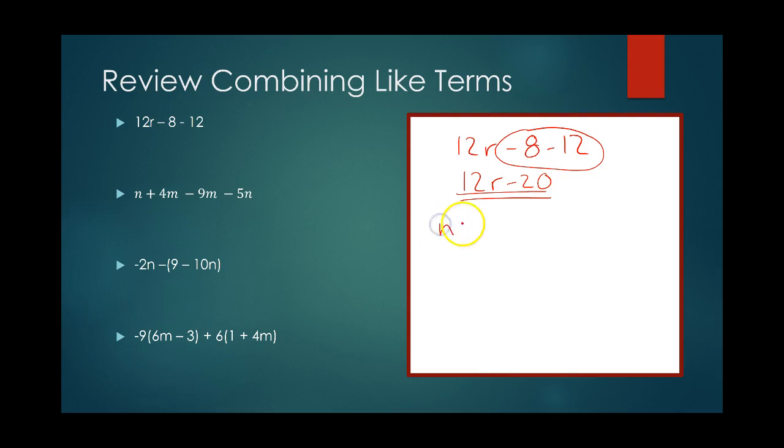The next one, I again have multiple terms. So n's can only go with other n's. So this is a 1n. So 1 minus the 5 gives you a negative 4, and then the like variable goes with it. My m's can also go together. So 4m minus 9m gives you a negative 5m, because 4 minus 9 is negative 5, or subtraction of 5. Remember that it's interchangeable.